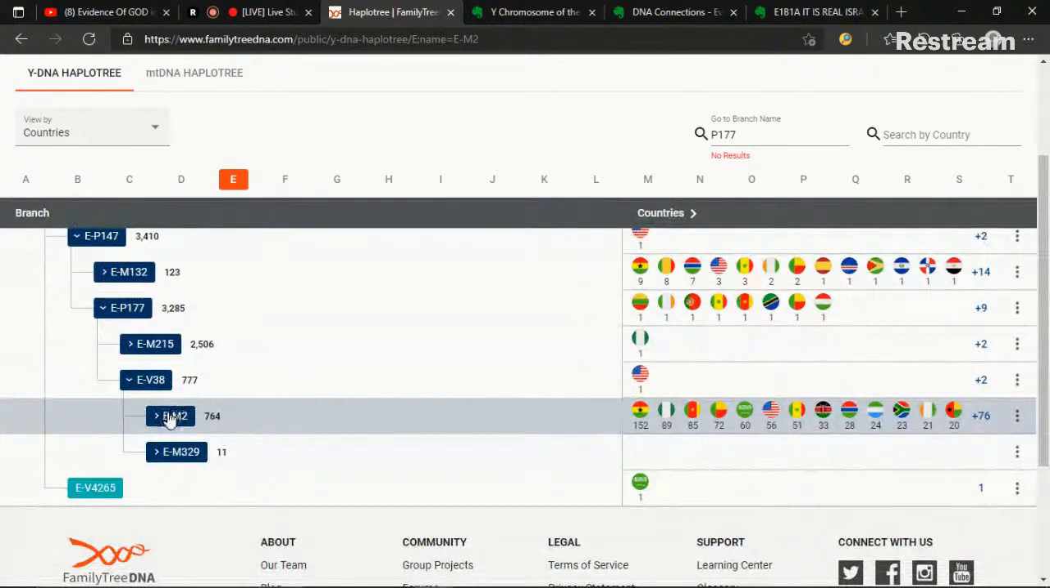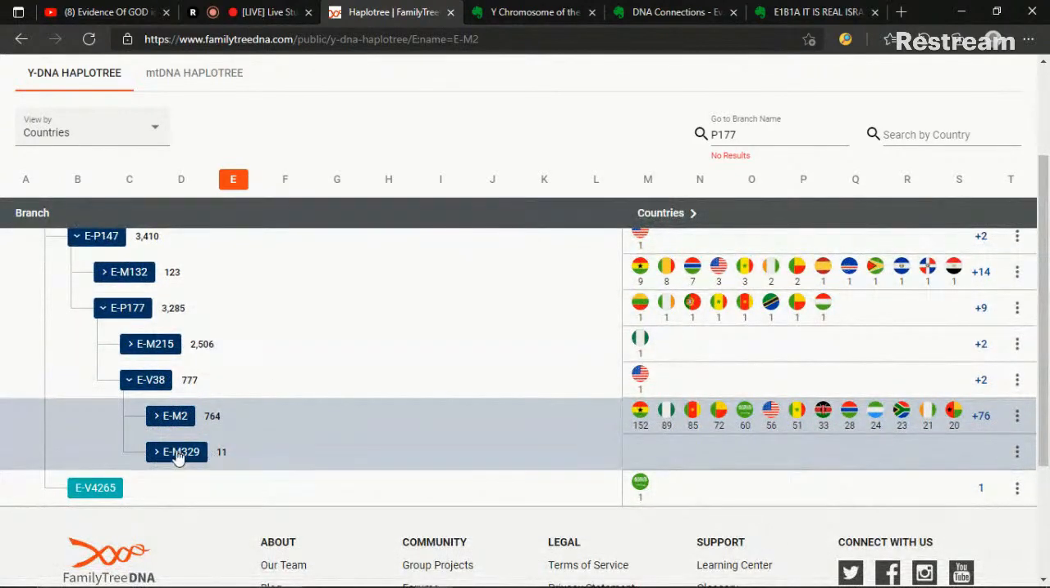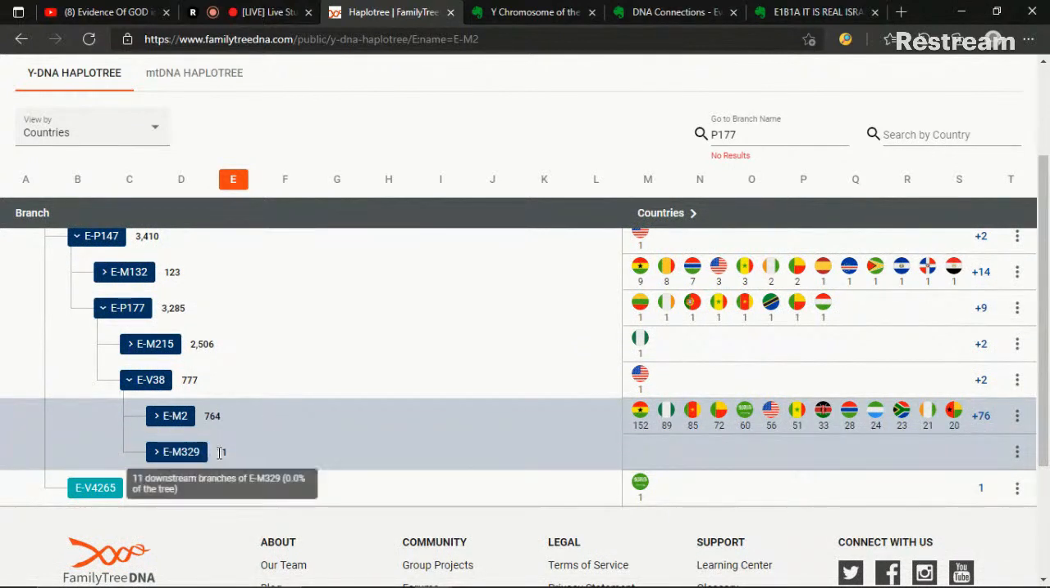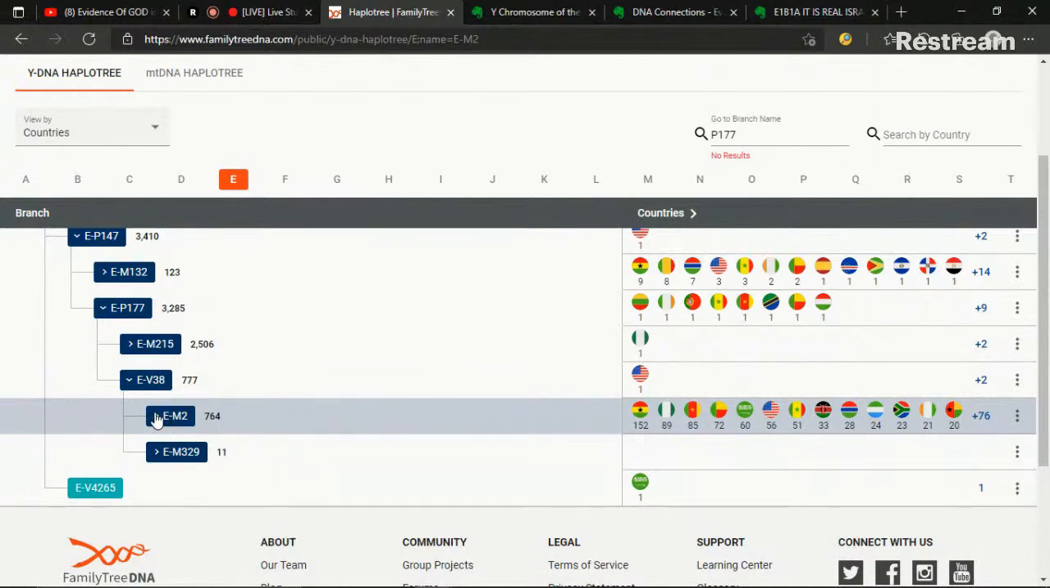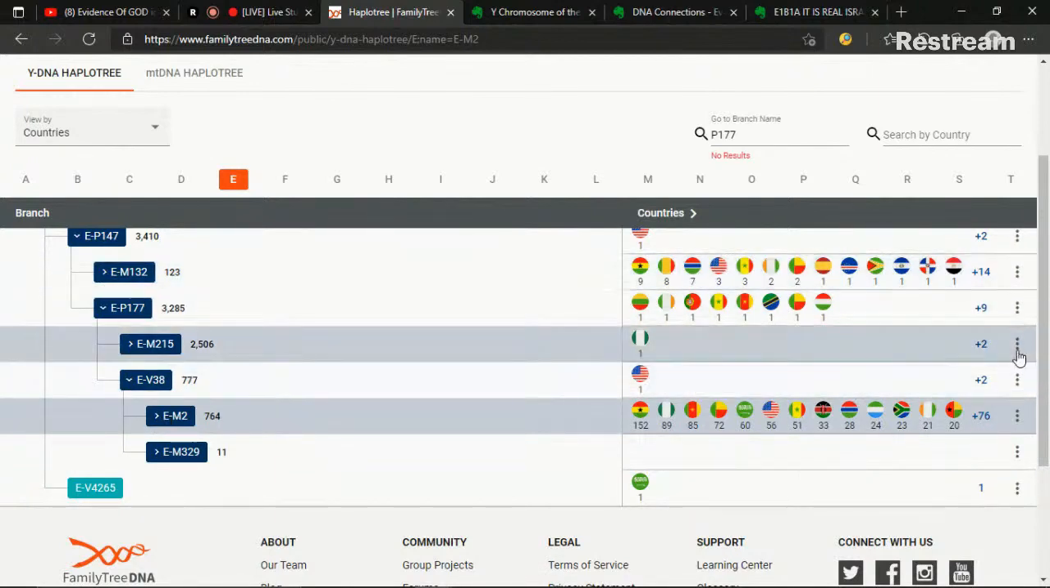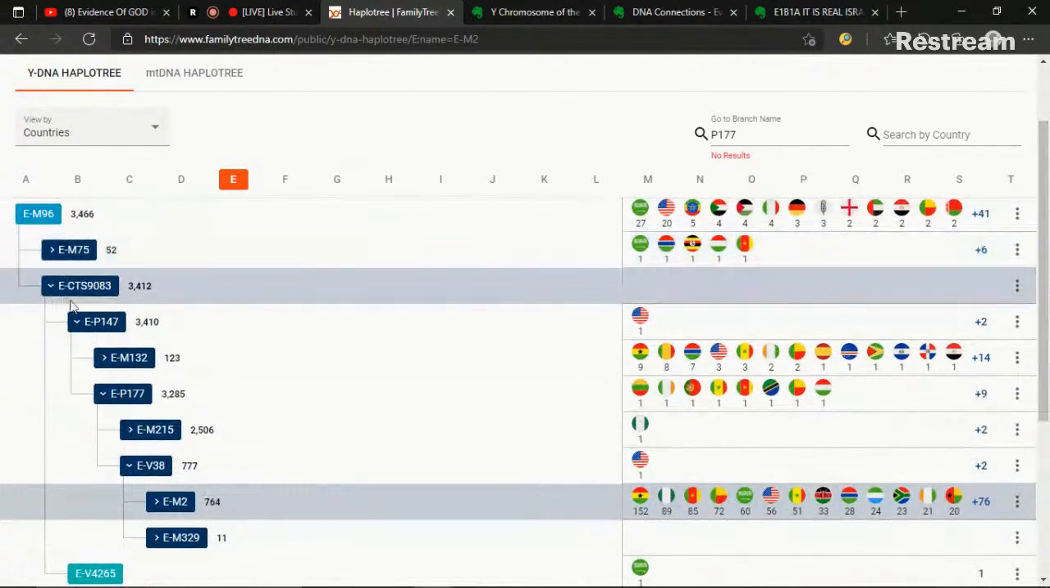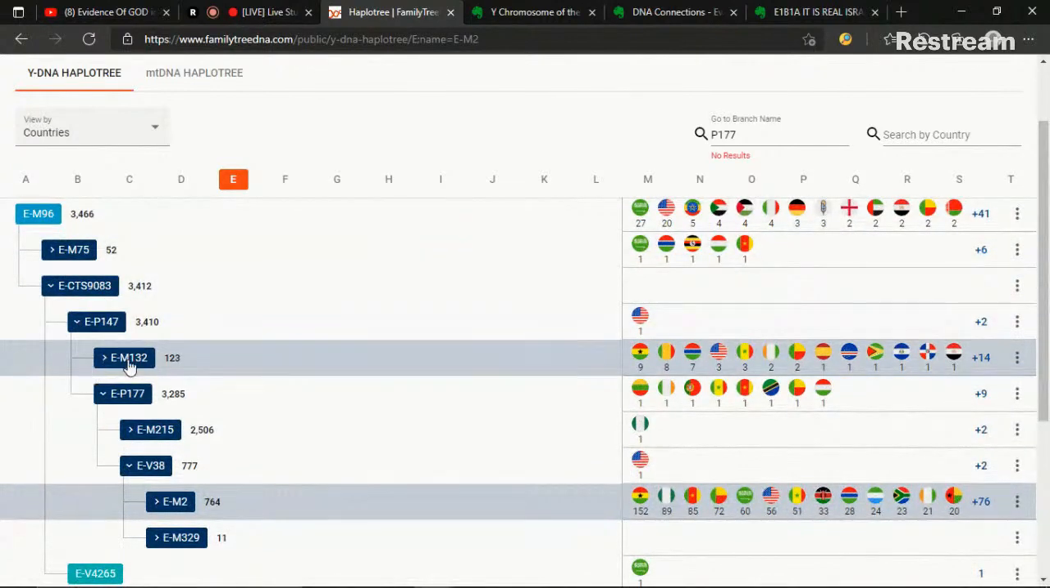Okay. So this is a different lineage. This is actually going to be E1B1C. This is actually going to be E1B1A. This is going to be E1B1C. It's going to be very different. So we're going to look at this. And remember, that's going to be a split of E1B1B, which is actually going to be right here.